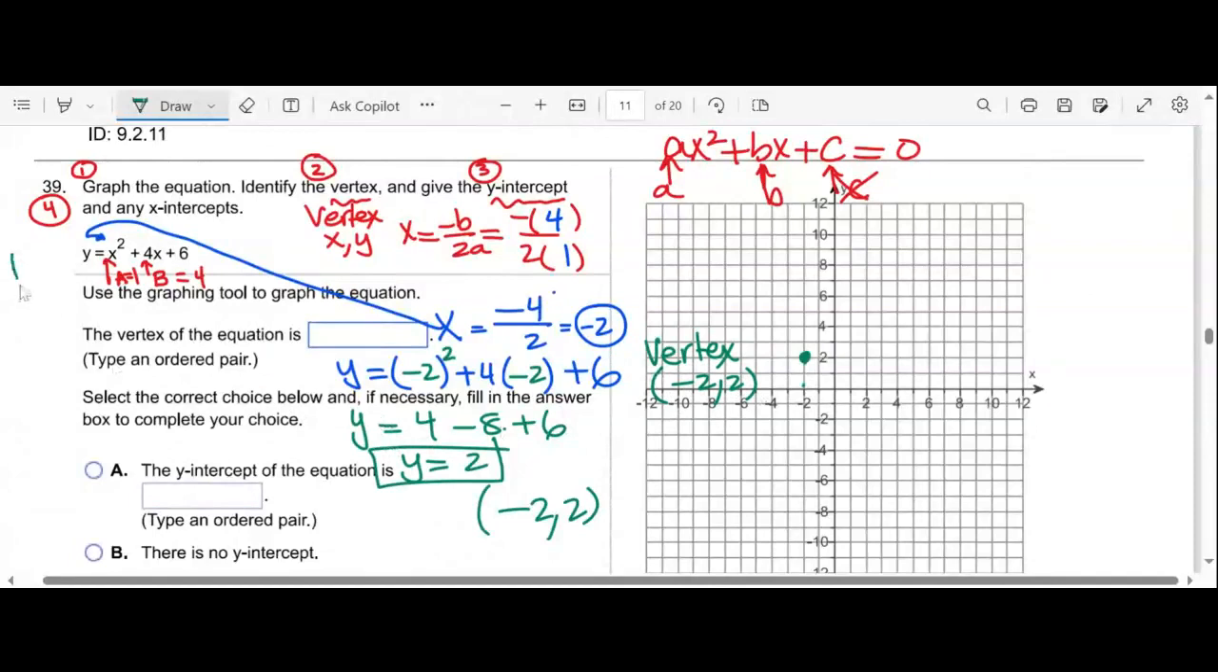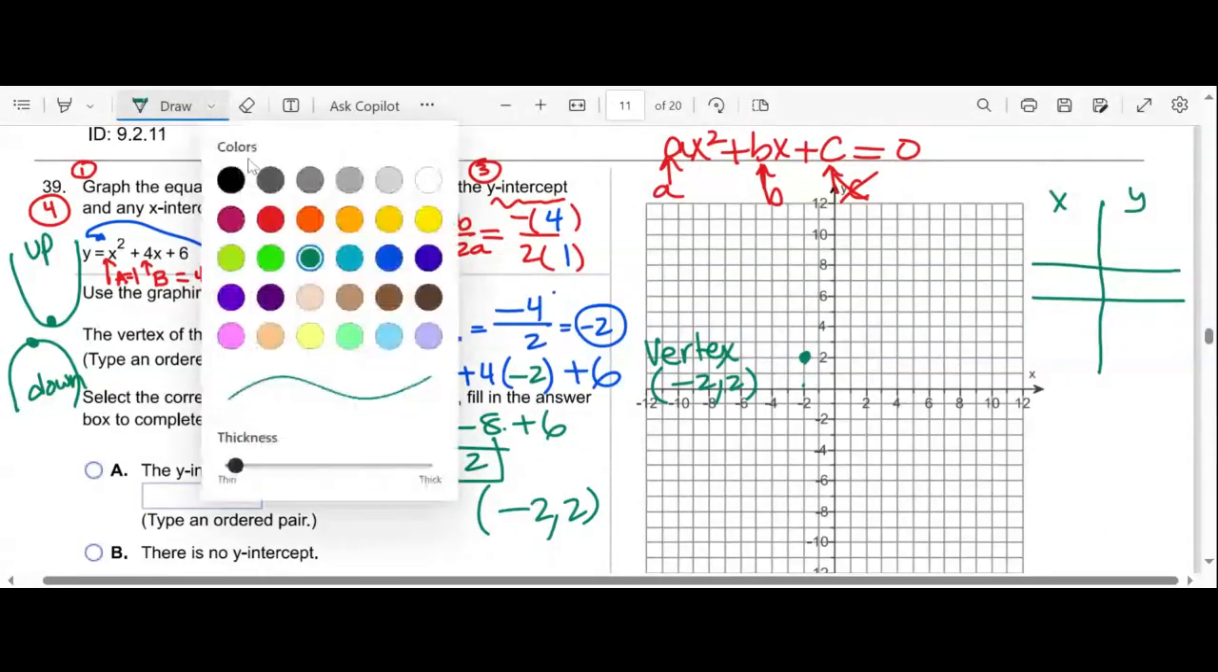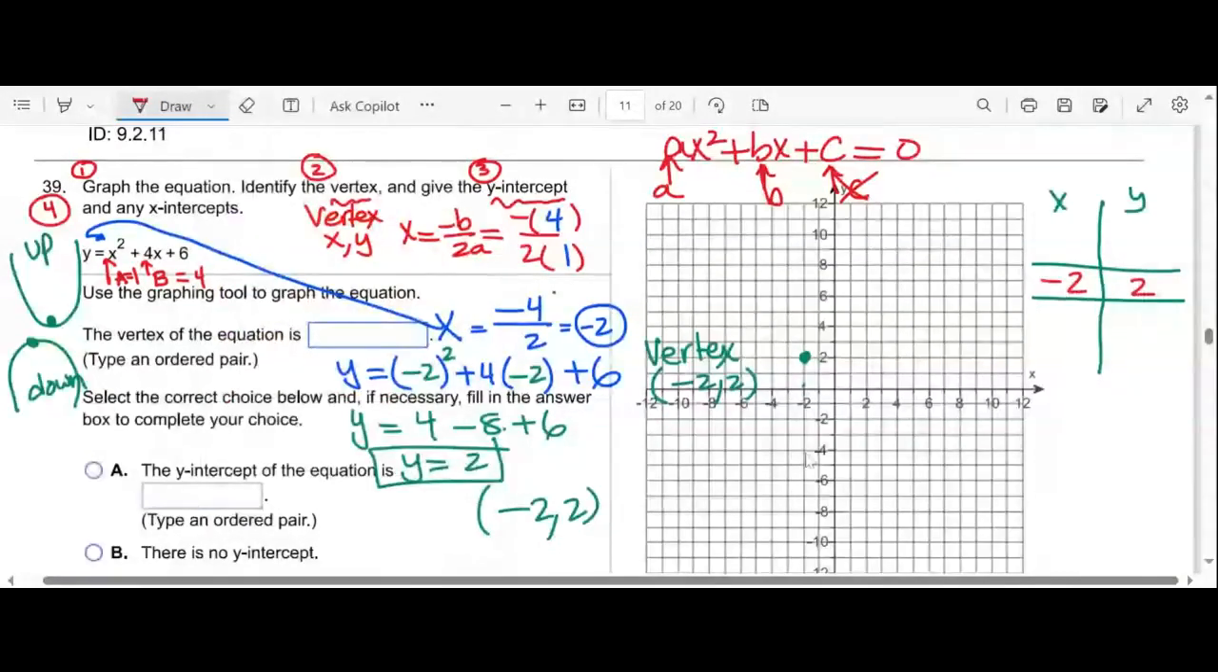Now, this graph is either concave up or concave down, and this is the vertex. Up or down. Now, we need another point. So I'm going to make a table here. I'll say x and y. What is the vertex point? Negative 2 and 2.